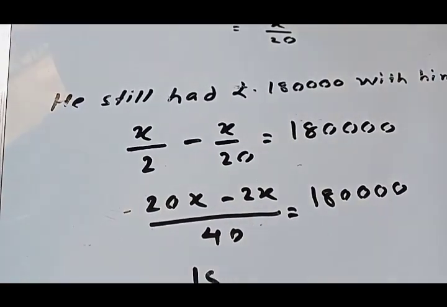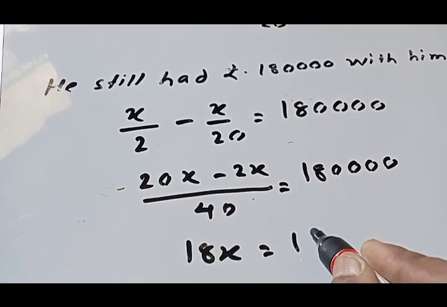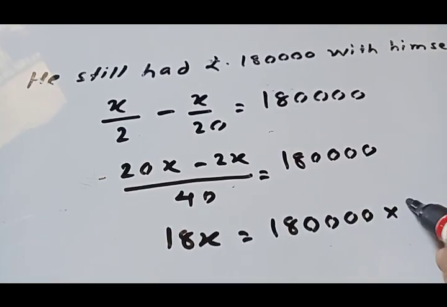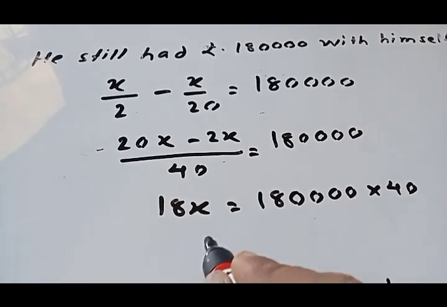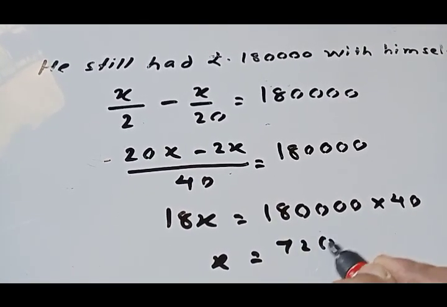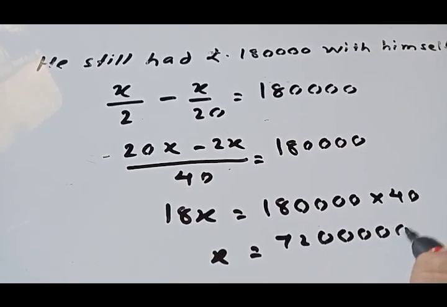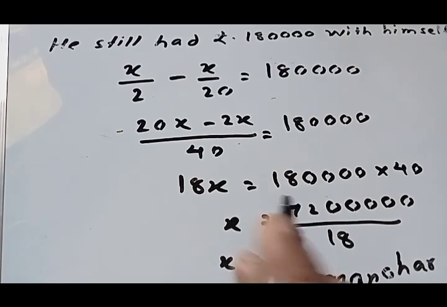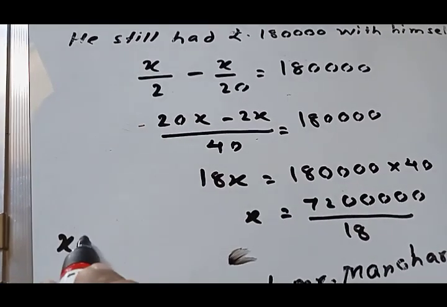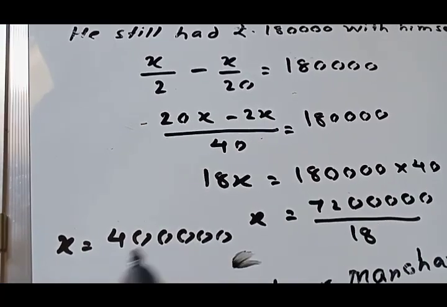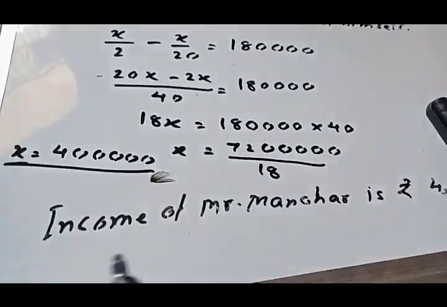Subtracting, 18X upon 40 equals 1,80,000. So X equals 1,80,000 into this 40 upon 18. So X is equal to 4 lakh. So the income of Mr. Manohar is rupees 4 lakh.